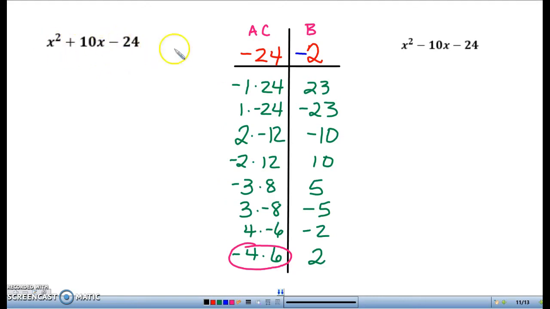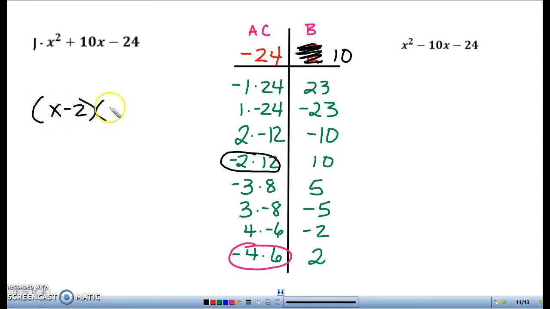Here, A times C is negative 24, but this time your B is positive 10. We're going to take that out and put positive 10 here. So I'm looking for the set of factors that when multiplied together give me negative 24, my A times my C, but that add up to positive 10. Well, here's my positive 10 right here, so it's got to be those two factors. So it's going to be x minus 2 times the quantity x plus 12.